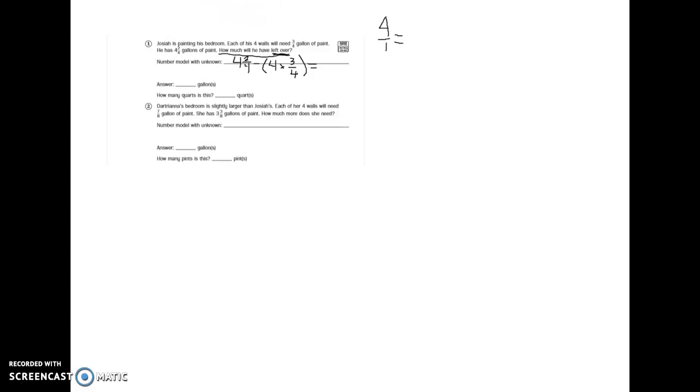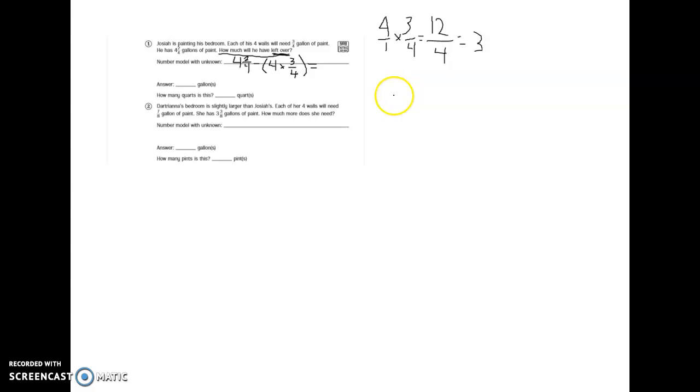4 over 1, it's going to be equivalent to 4, so I'm going to multiply that by the 3/4. So now I'm just going to multiply across, and I know that 4 times 3 equals 12, and 4 times 1 equals 4, and I'm going to ask myself, how many times can I put 4 into 12, which I know is 3 times. So I know he's going to use 3 gallons of paint to paint the walls.